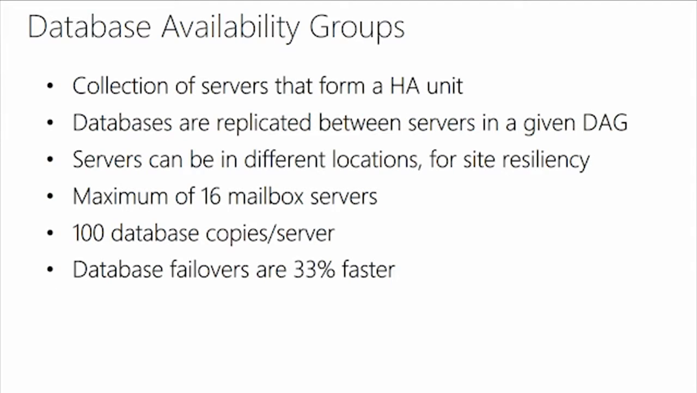So let's talk about the database availability group. The database availability group is this collection of servers that forms the high availability unit. When we create a database availability group, we can then add servers to that database availability group. And once we have servers in that DAG, then we can add databases to those servers and make them replicate between those servers. So the big container is called a DAG. In there, you add your servers, and then you add your databases on the servers that they need to be on, and then they replicate between each other.